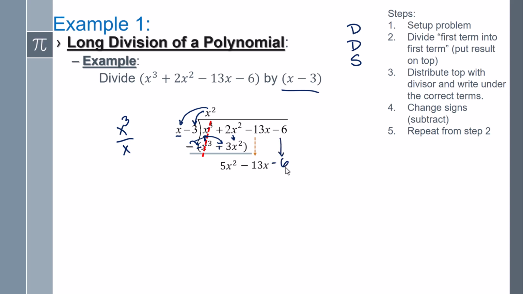And if we wanted to, we can also bring down that. So then we just repeat the process again. This is my leading term. This canceled out. It's 0. It's gone. And so we start all over again.